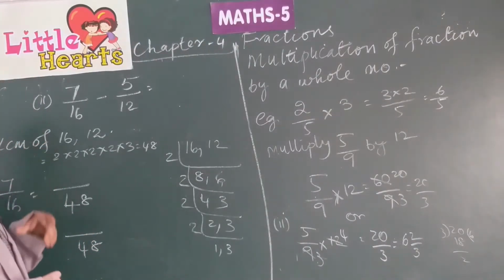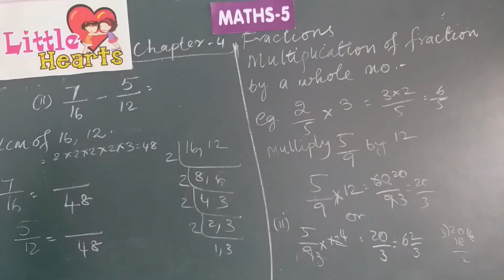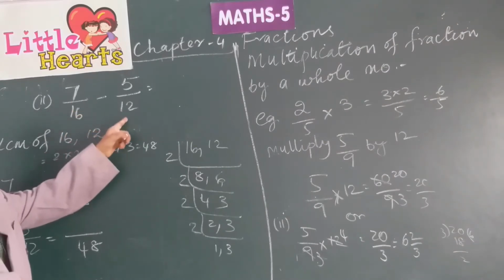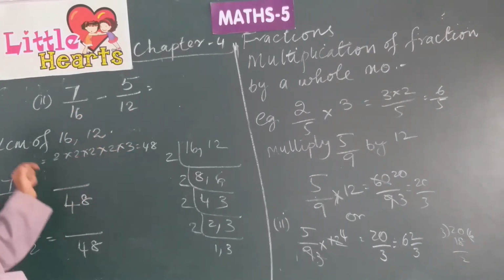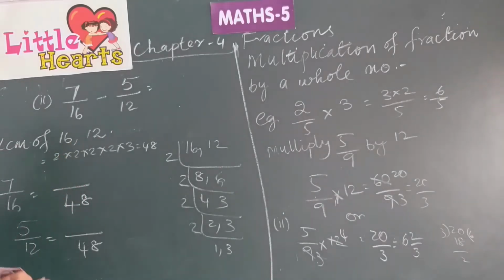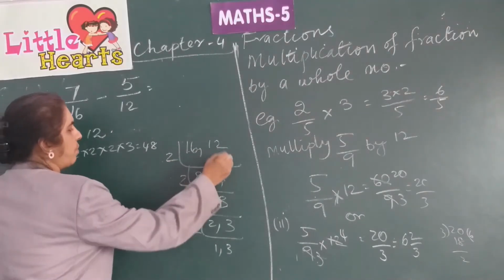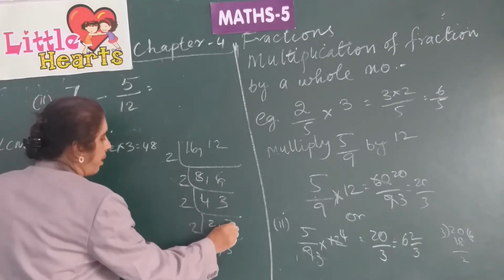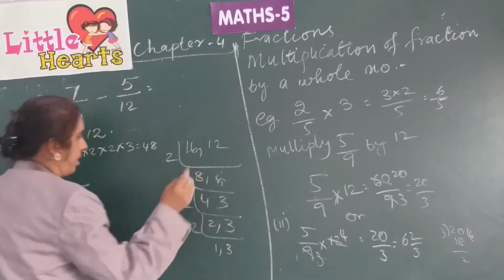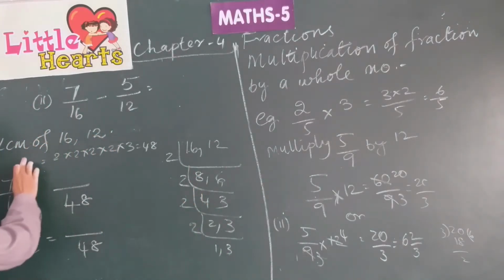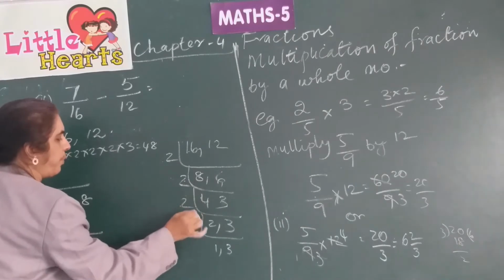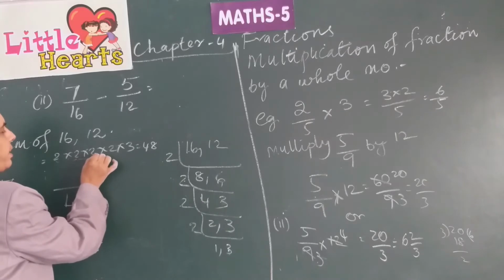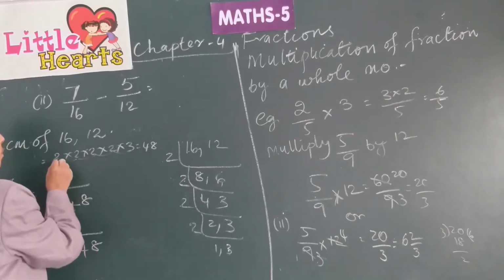Yes, let us go with another problem. 7 by 16 minus 5 by 12. These are unlike fractions. 16 and 12, they have different denominators. So let us take the LCM of 16 and 12 now. 2 8s are 16, 2 6s are 12, 2 4s are 8, 2 3s are 6, 2 2s are 4, 3 bring down as it is, 2 1s are 2. So LCM of 16 and 12 is 2 into 2 into 2 into 2 into 3. So 2 2s are 4, 4 2s are 8, 8 2s are 16, 16 3s are 48.